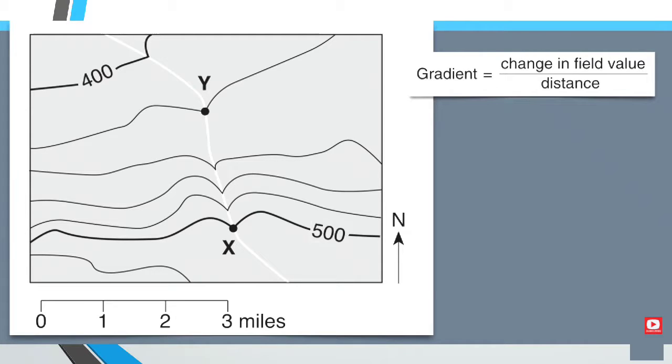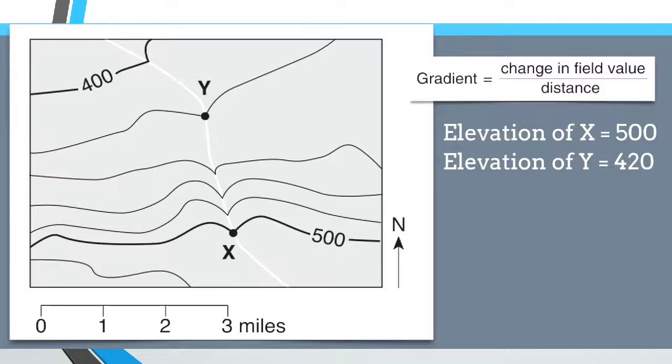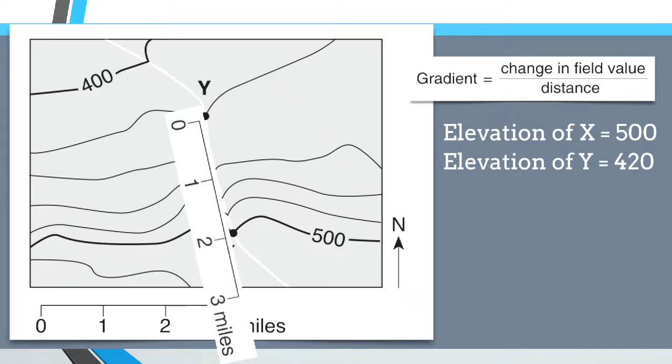Now I need to know the distance for the bottom of the formula. To get the distance, we use the map scale. What you do is line it up with points x and y like this, and I see that x and y are 2 miles away from each other. So the distance is 2 miles.